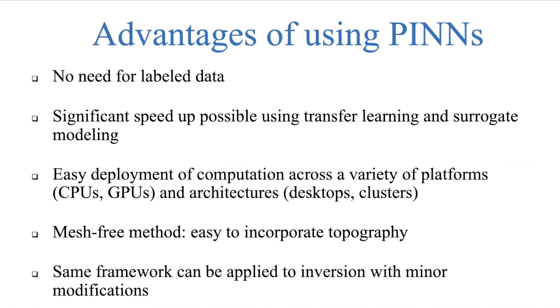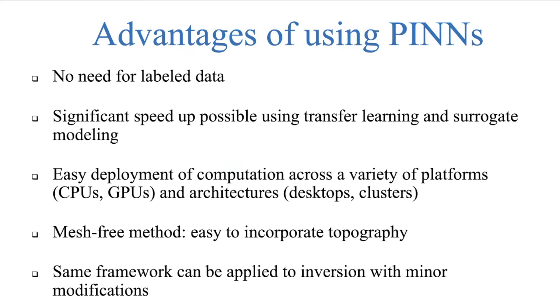There is no need for label data here. Even though we are training a neural network, we don't need a label set because essentially we are using the loss function to guide the training of our neural network. Significant speed up is also possible using transfer learning and surrogate modeling.